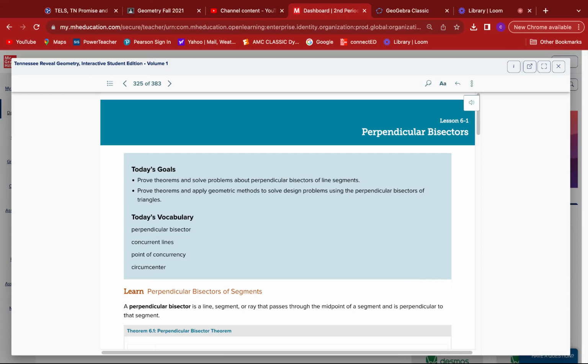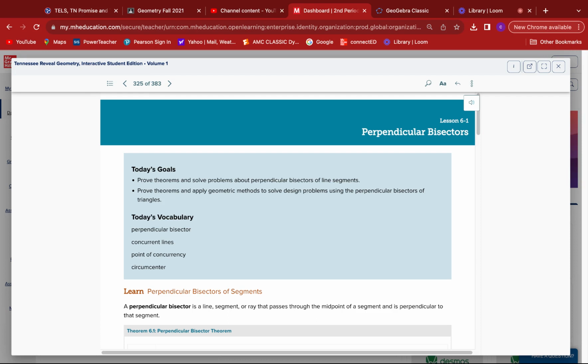Hey, everybody. We are in the Tennessee Revealed Geometry and brand new unit, lesson 6-1. All right, we're on perpendicular bisectors. Now, we have, in my class at least, talked about this before.